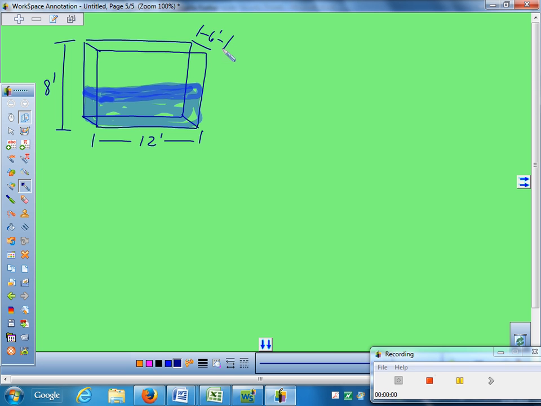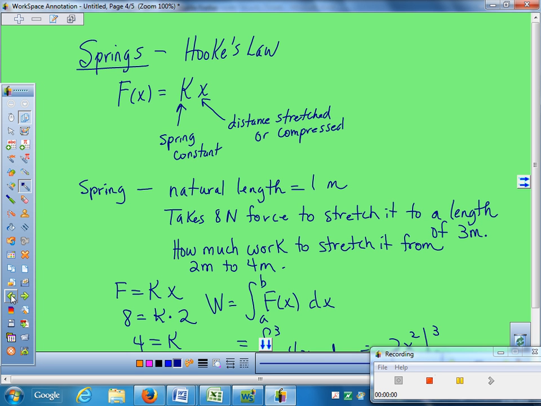Back when we did lifting the bucket out of the well, what did we have to know about the water? What did they tell you about that water? Back one more.